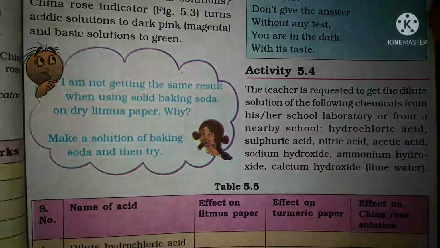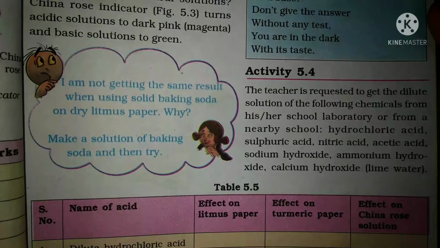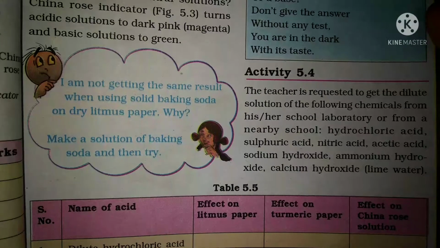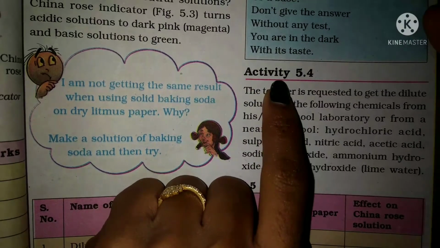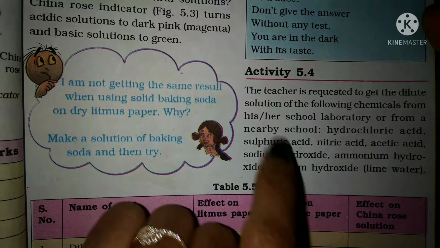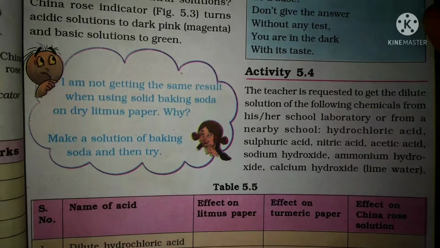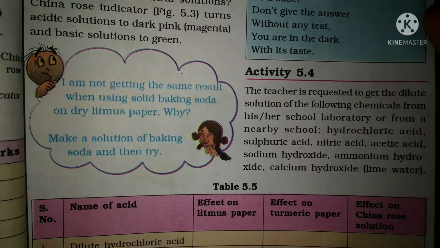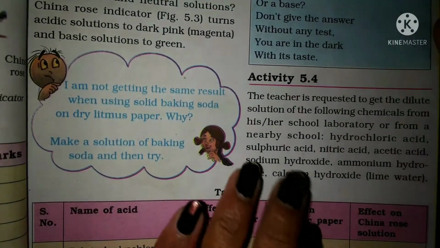In this video we are going to discuss the acids, bases and salts lesson which is there in class 7. Regarding that, we are going to discuss activity 5.4 in this video. This activity has to be done in the laboratory itself. Your teacher has to demonstrate.